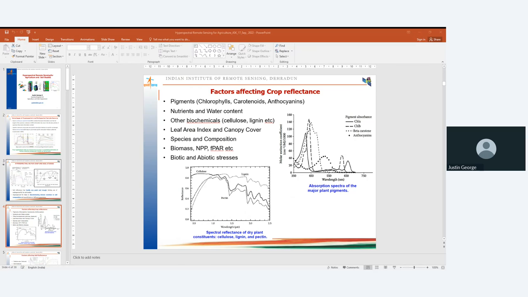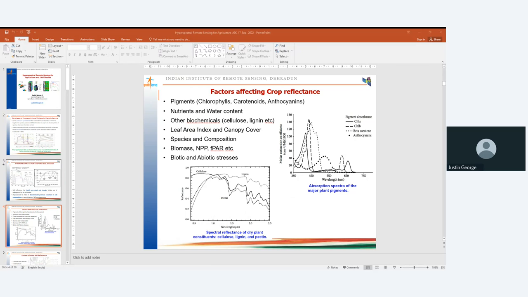Then the nutrients as well as the water content also play an important role. Then there are other biochemical components like the cellulose, lignin, etc. Then various plant biophysical parameters like the leaf area index and canopy cover. Then the species as well as the composition. Then the biomass, net primary productivity, the fraction of the photosynthetically active radiation, biotic as well as abiotic stress. These are some of the major factors which affect the crop reflectance.